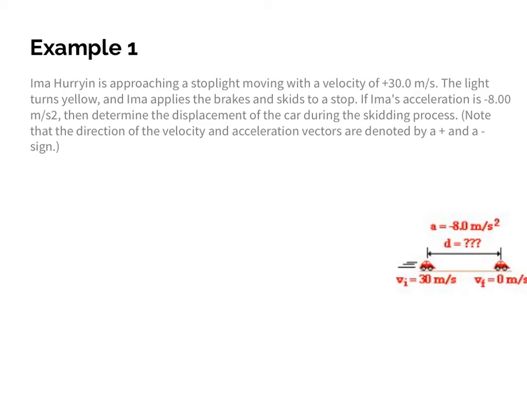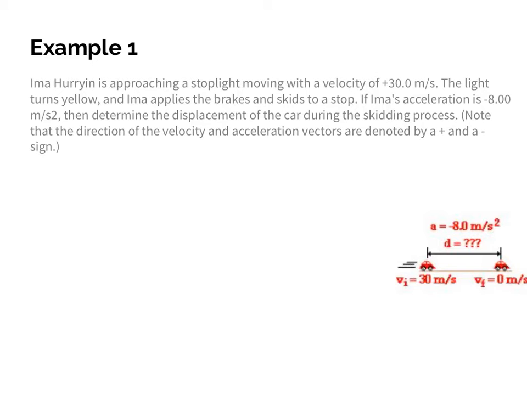So I have Amma Hurrying. Get it? Amma Hurrying is approaching a stoplight, moving with a velocity of positive 30 meters per second. Okay? It says the light turns yellow and Amma applies the brakes and skids to a stop. It says if Amma's acceleration is negative 8 meters per second squared.